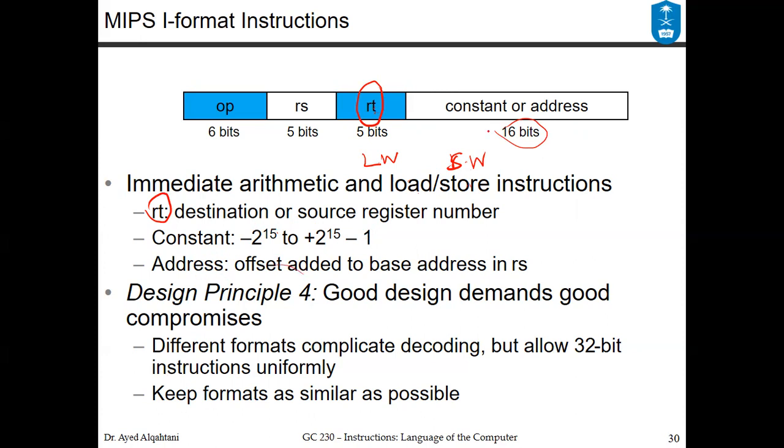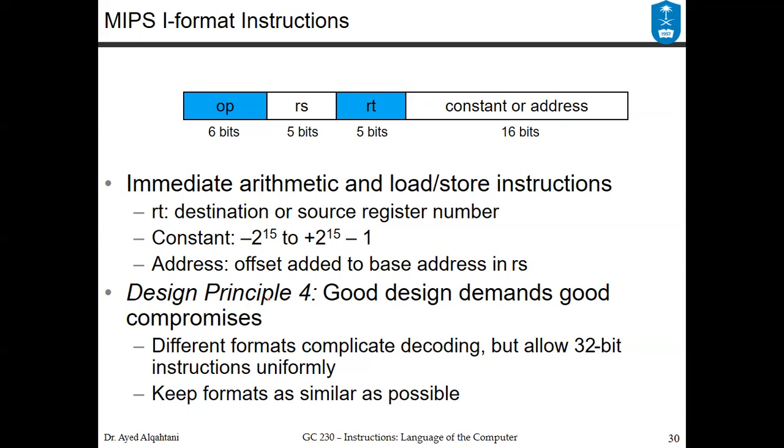The address is an offset added to the base register. This offset is actually written here in the immediate value, and the base address is written in the RS. So the RS is always a source. The RT is sometimes a source, sometimes a destination.